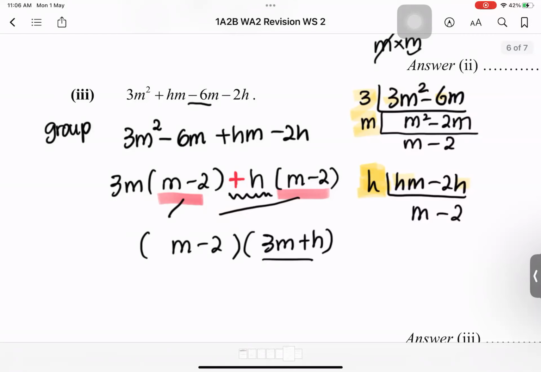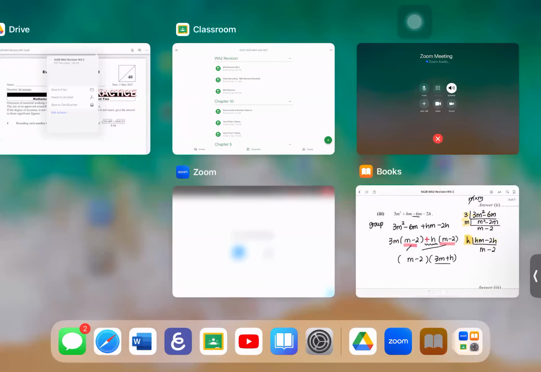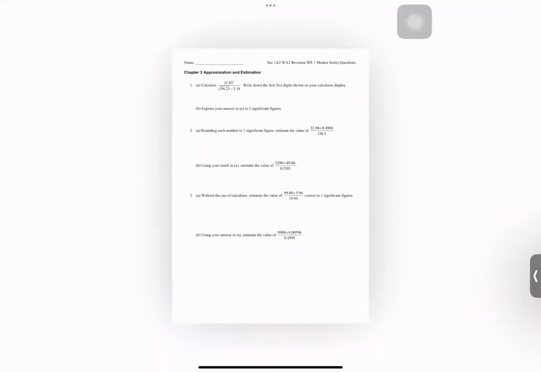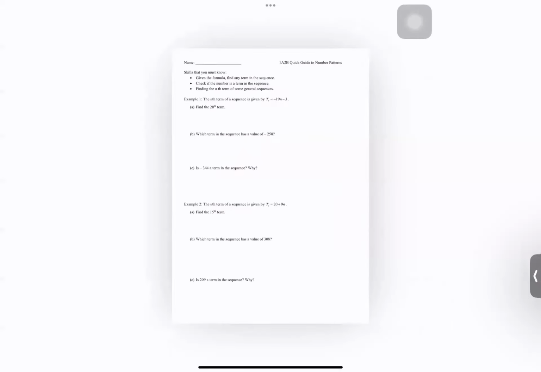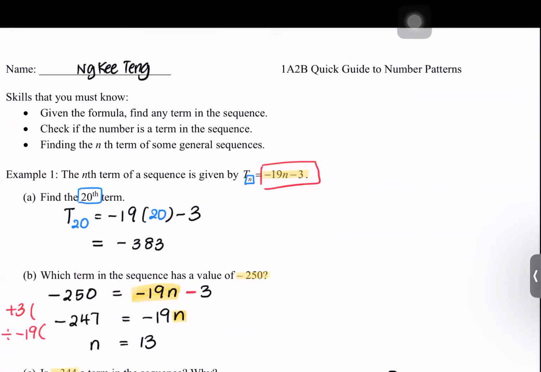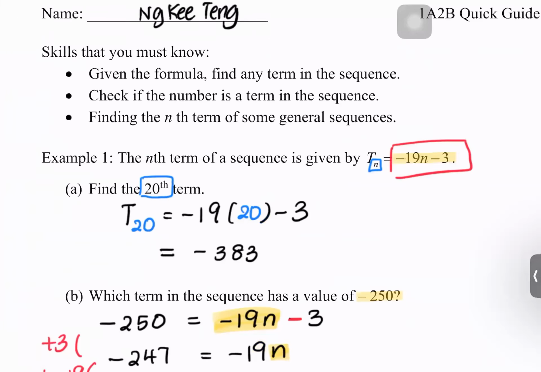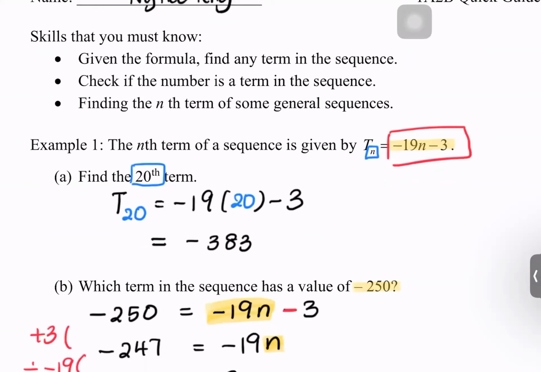Yan Xing, your worksheet over here. Just now I explained some questions. I don't know how much you remember. Let me go through with you. This one is revision, a quick guide to number patterns. Just now, based on the understanding, have you gotten a little bit of the knowledge? Okay, then I go through with you.